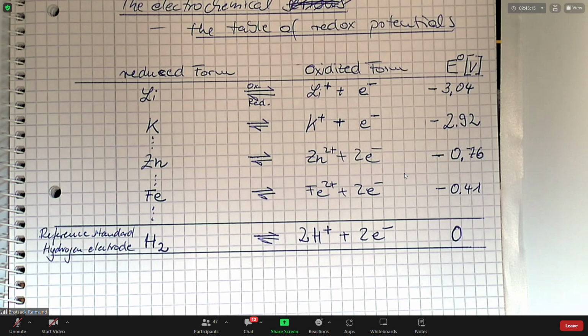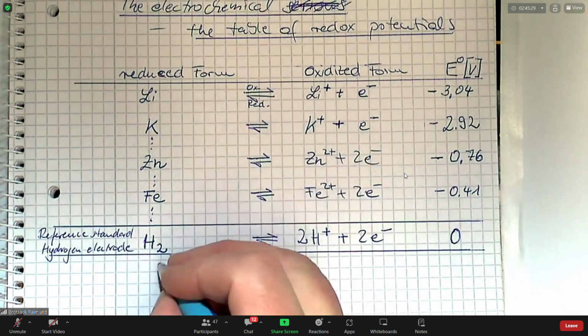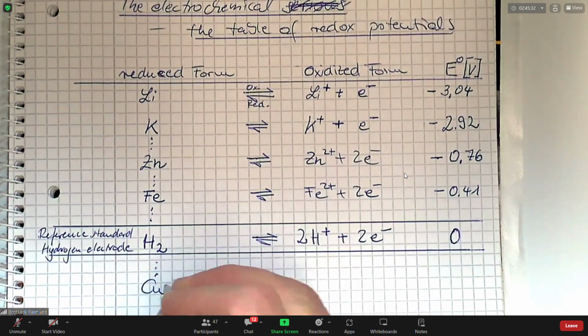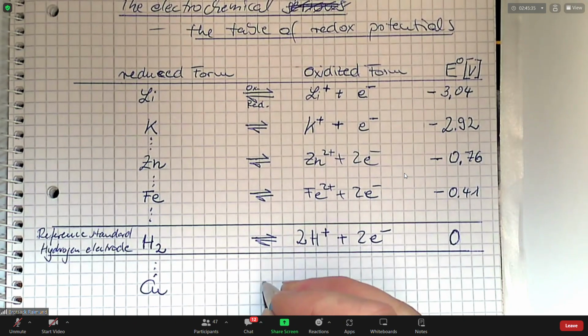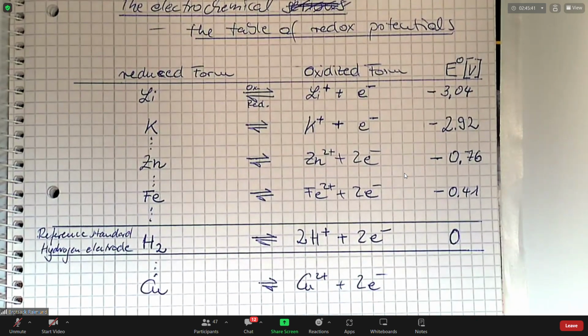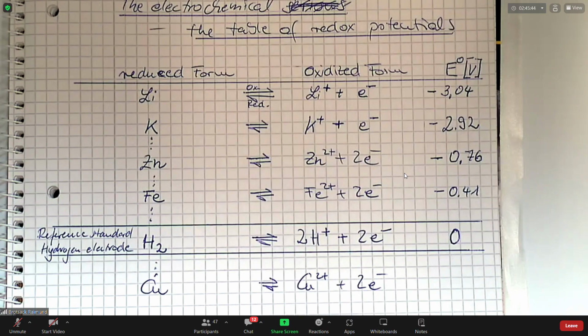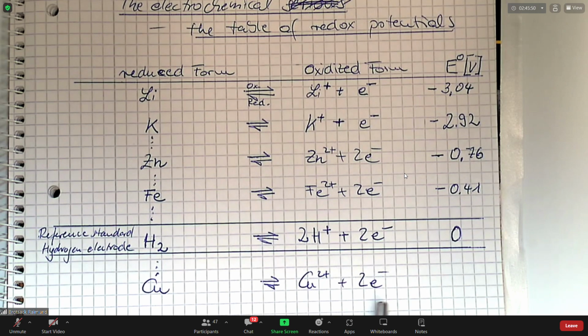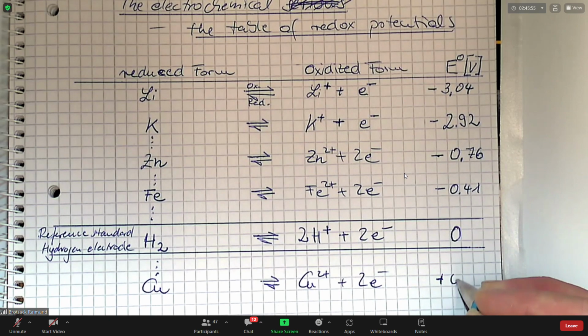And we cannot measure that as a single value. We do not have an absolute value. We just compare it. Coming to more noble metals, now we come to copper, for example. We know when we oxidize it, copper 2 plus is built and 2 electrons. But now that needs some power from another system, because normally it is not oxidized. So we have a positive redox potential, 0.34.